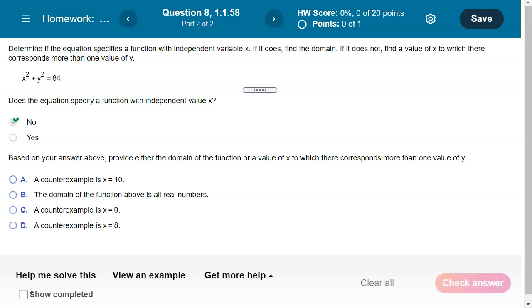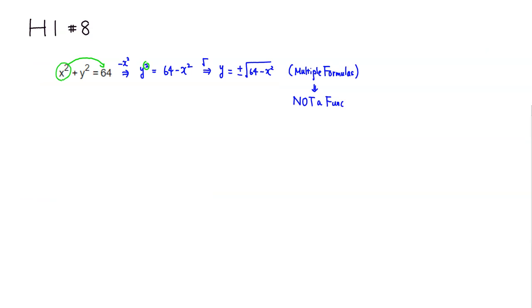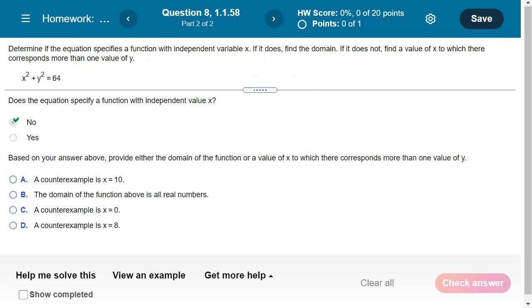Let's try x equals 10. If you plug in 10, you can see that 64 minus 10 squared would be 64 minus 100, which is a negative value. That is bad news because a square root cannot have a negative value inside it. So therefore, the first example does not work.